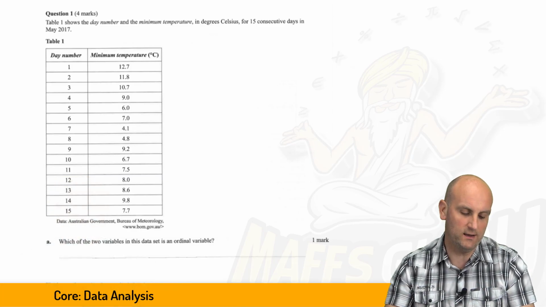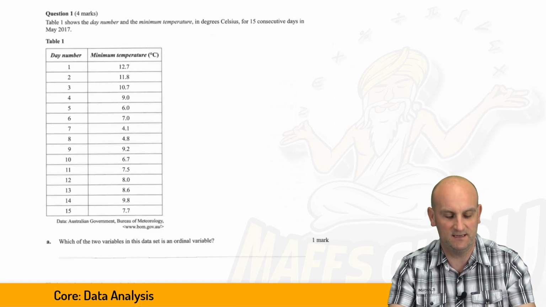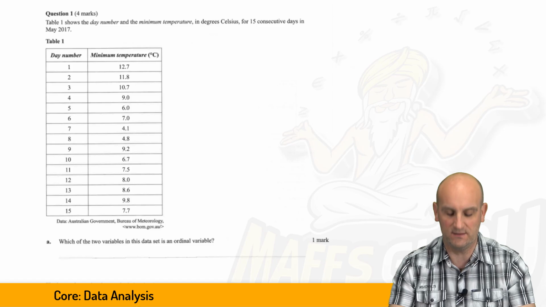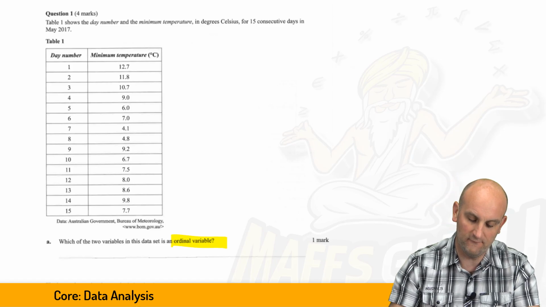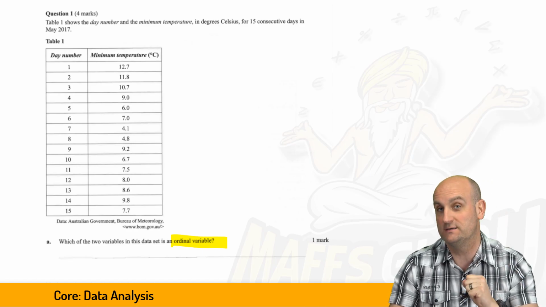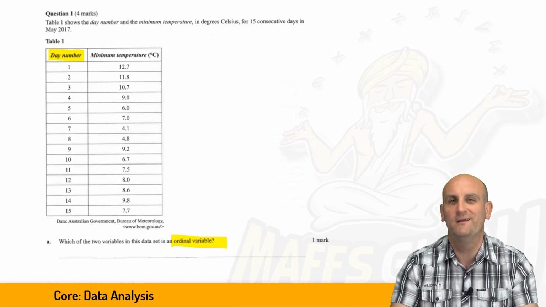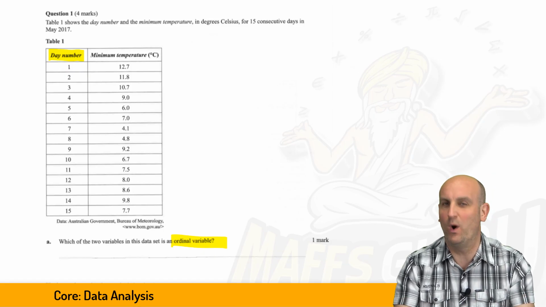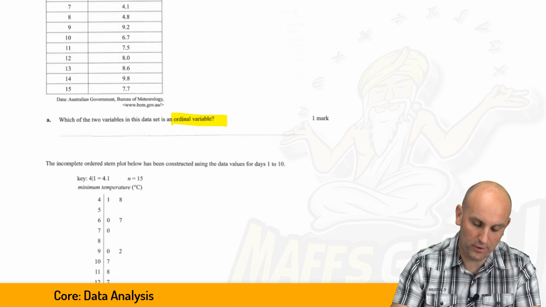Okay, so question number 1 gave a table with day number and minimum temperature in degrees Celsius for 15 consecutive days in May 2017, and there was our table. Which of the 2 variables in this data set is an ordered variable? Well, an ordered variable is for categorical data, and minimum temperature seems to be numerical, in which case I would suggest that day number is in fact my ordinal variable. We don't actually have day 1, day 2, we give them dates. So in this situation, I'm going to write day number as my correct answer.